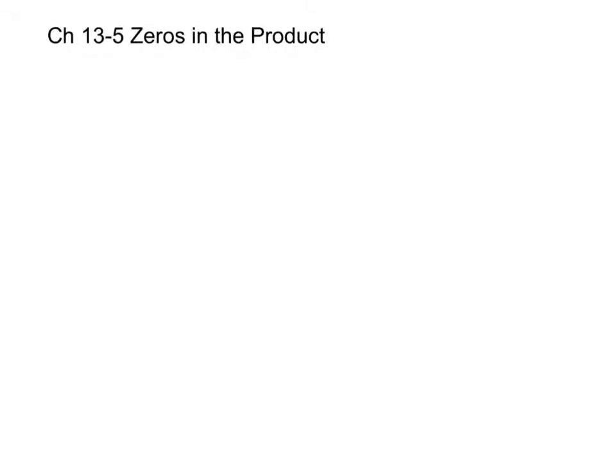Okay, today's lesson is on chapter 13, lesson 5. We're using zeros in the product, so we have to decide when to write zeros in the product of decimal factors. Up until now, you've been multiplying either a whole number and a decimal or a decimal and a decimal. We're still going to be doing that, but now you have to decide. Sometimes you have to put a zero in your answer. So how do you determine when you're supposed to do that?